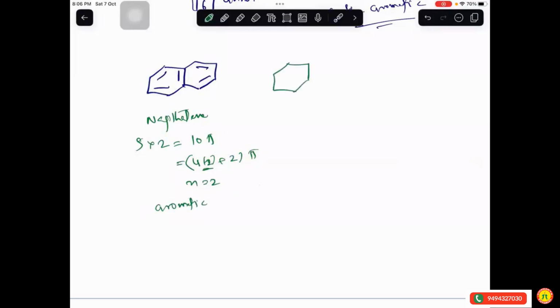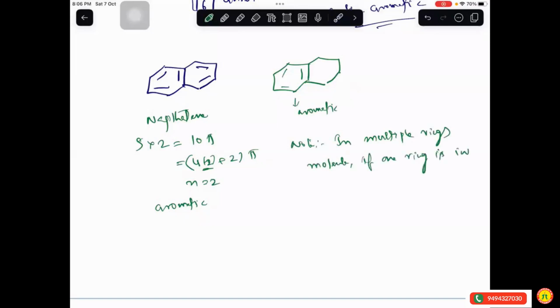Next one, suppose I give this compound like this. Is it aromatic or not? Simple. It is non-aromatic because there are no double bonds or anything. But it is the aromatic benzene. See, in the entire molecule, if one ring is aromatic, the entire molecule you can say is aromatic. So this is aromatic. Here, write a note. In multiple rings of a molecule, if one ring is aromatic, the remaining total molecule has aromatic character.